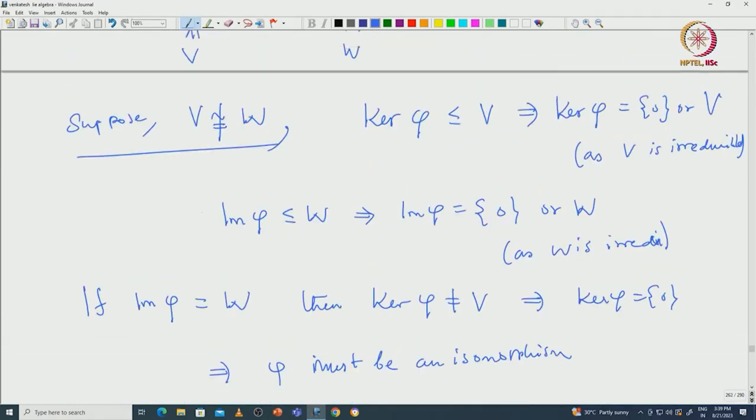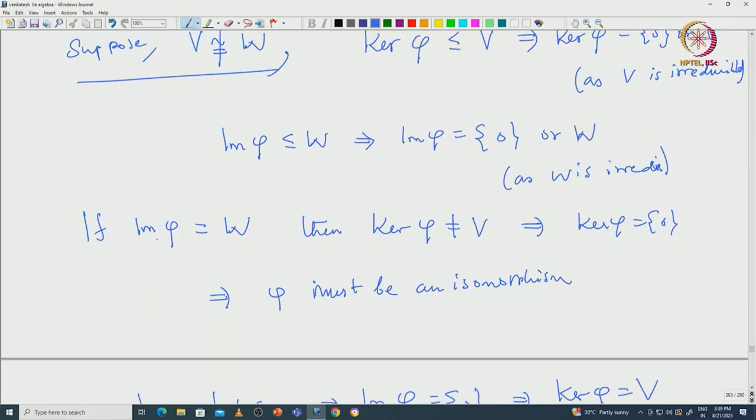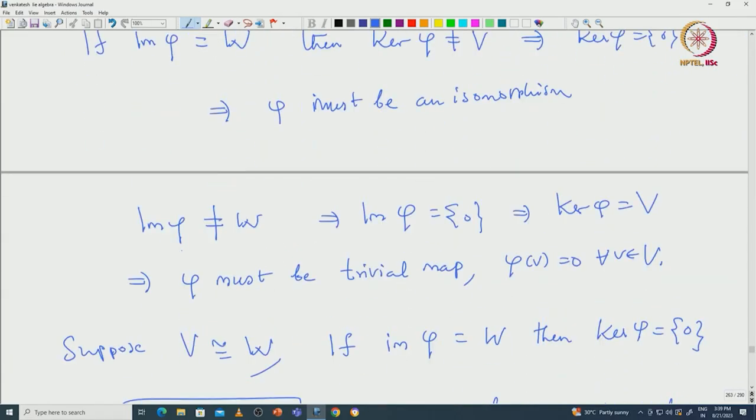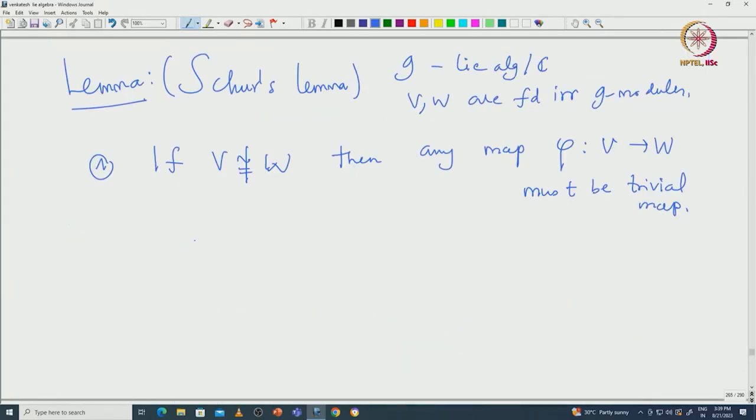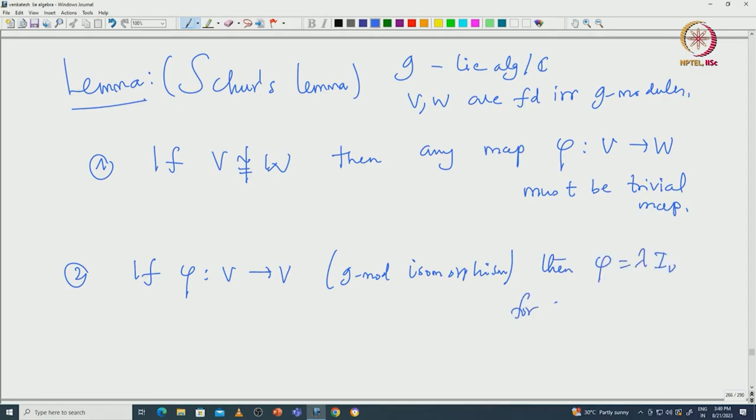If V is not isomorphic to W, then the image of phi cannot be W, and so the image of phi must be 0. So that means phi is the trivial map. The second statement: if phi from V to V is a G module isomorphism, then phi has to be lambda times identity V for some lambda coming from the complex numbers. Okay, so these are two important statements about irreducible representations and the maps between them.